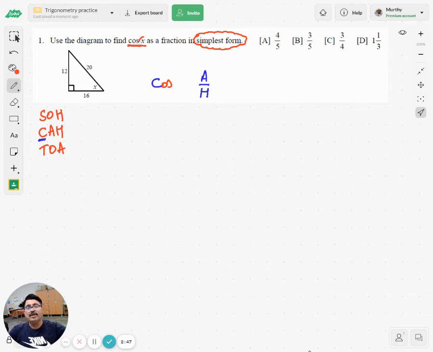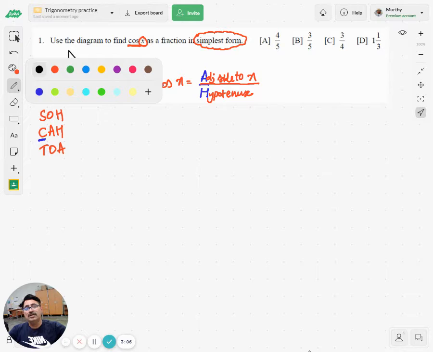Which one do I have to find? I have to find x. So cos x equals A, which stands for the adjacent side to x, over H, which stands for hypotenuse. It is hypotenuse. Now just plug in the values.